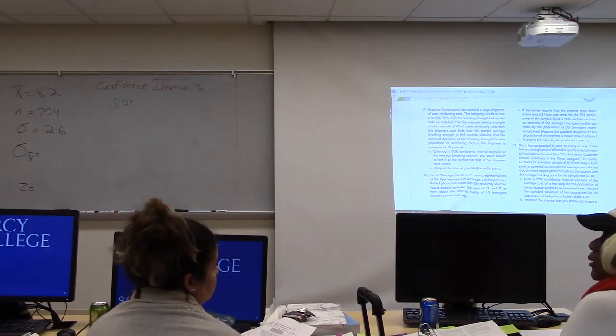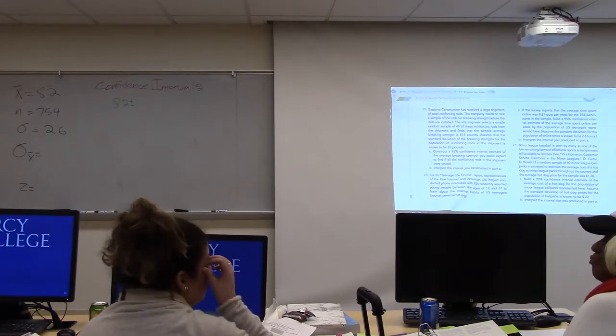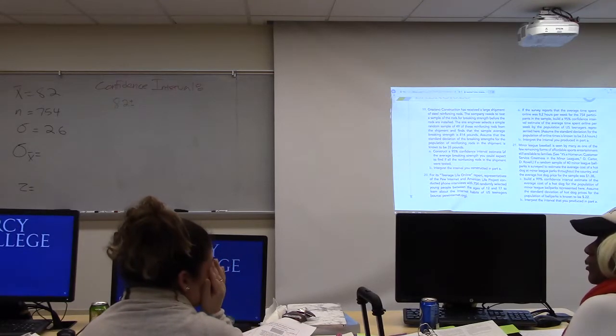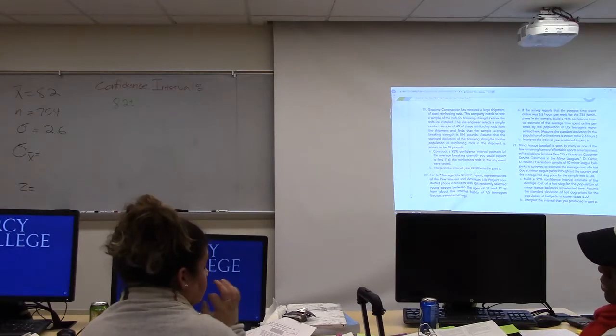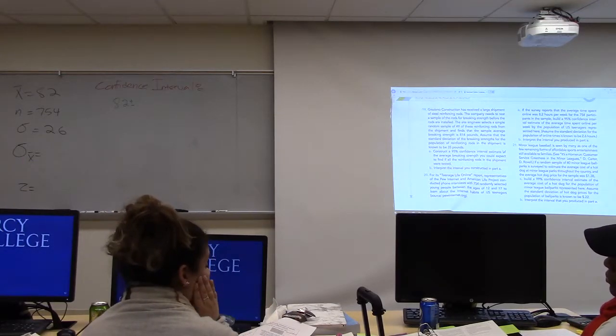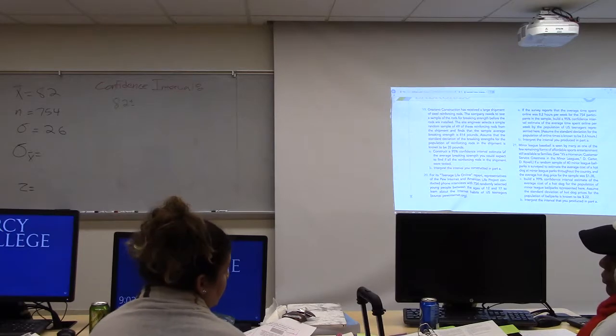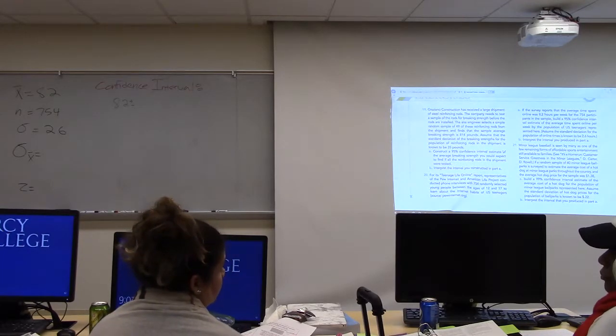I want you to find the z value that separates the upper and bottom. You need to find the z score that has 97.5%.